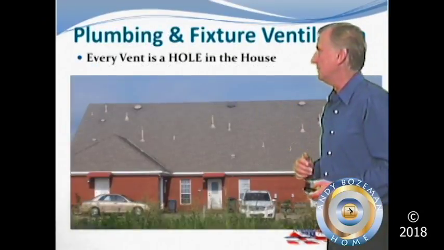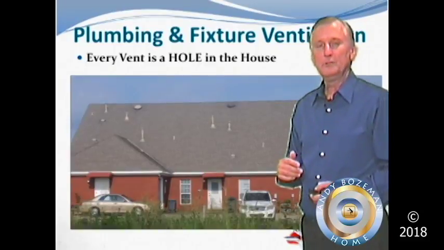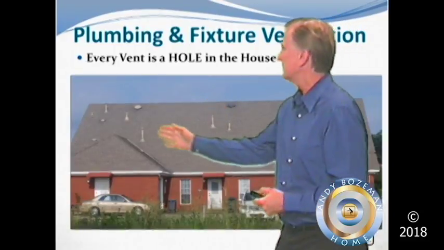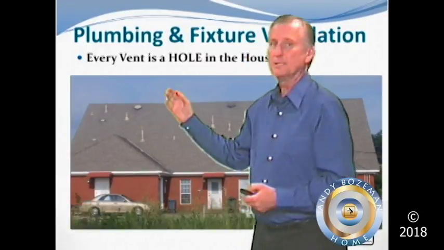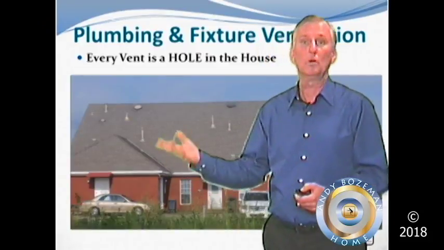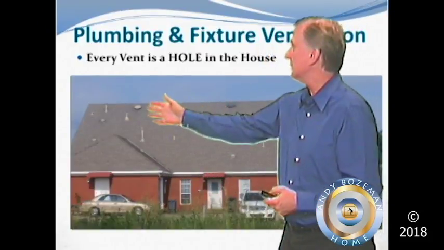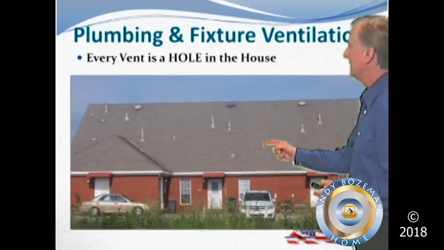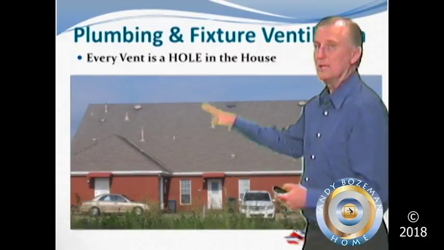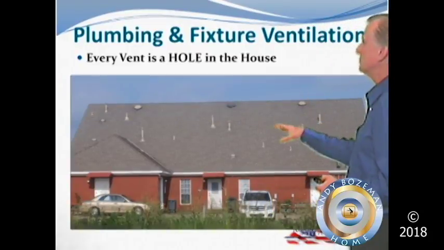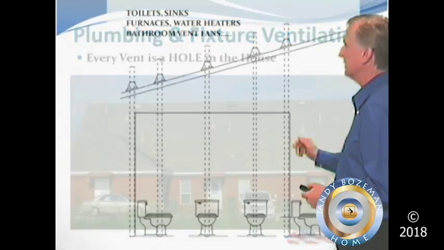Here's a good example of how you can have a lot of holes in the building. Each one of these is a vent stack that's either for a plumbing device or for a piece of equipment in the house, like a water heater or a furnace, or for some kind of ventilation system that goes with the house. Every one of these is a hole in the envelope and a place for moisture and heat to transfer through. What we want to do is reduce the numbers of those, and here's how we do it.